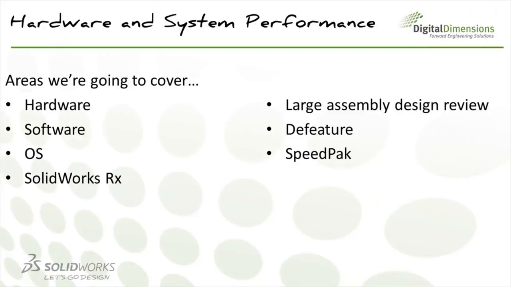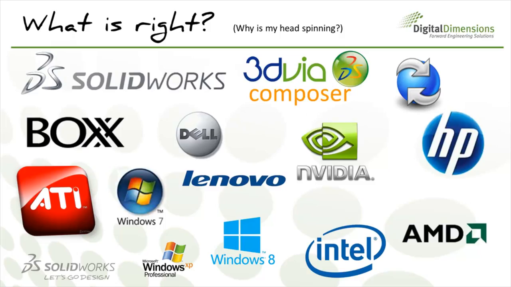Here are the topics that we're going to be looking at today. We'll be going through the hardware, the software, operating systems. We'll even look at some of the RX stuff, and then we'll get into the rest from there. When you start talking about hardware and system performance, you start looking at what each program needs, what machine to go with, what video card to use, even what operating system. So we're going to break that down and start looking at the individual areas and really dig into what SolidWorks, Composer, and even Enterprise are looking for in the hardware side of things.